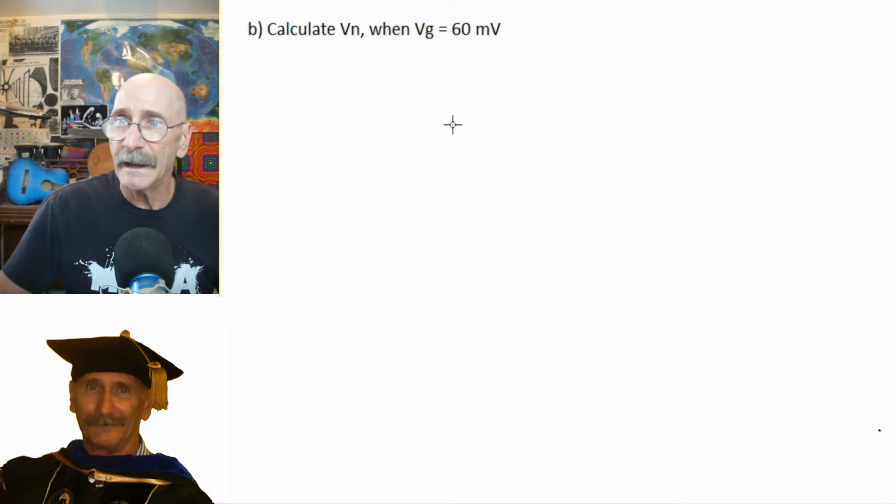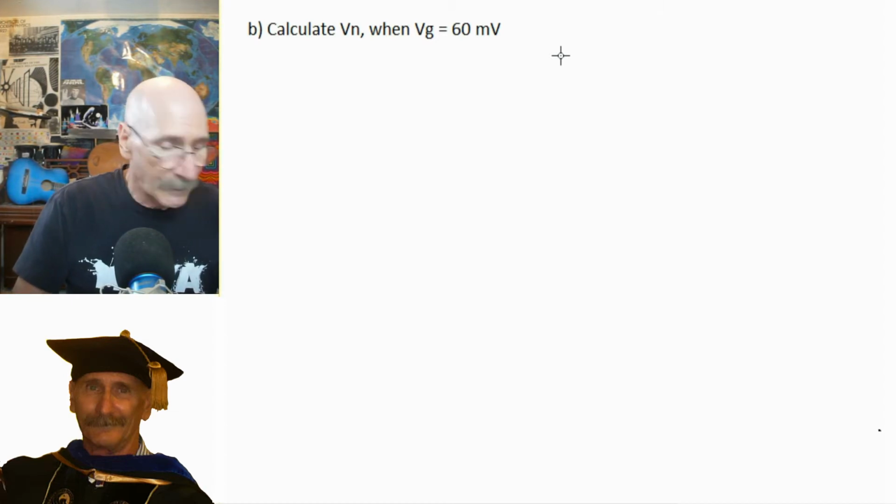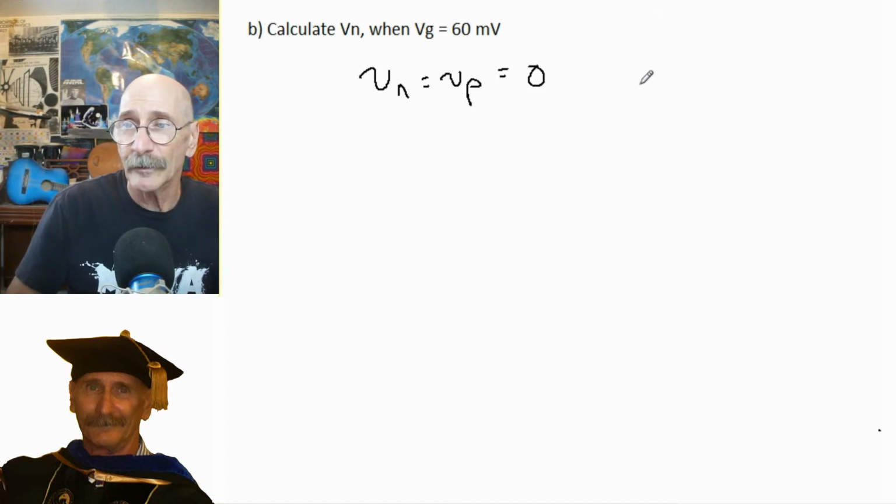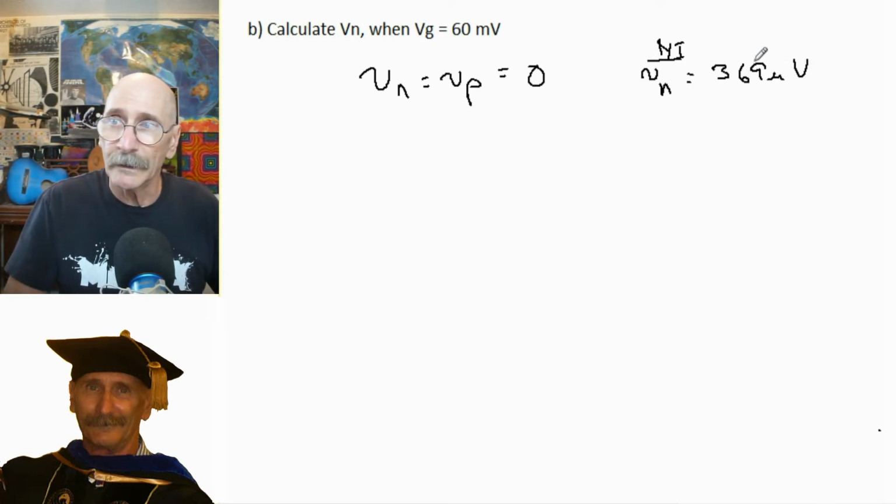Part 2b is calculate Vn when Vg is equal to 60 millivolts. Of course, we know that V sub n is equal to V sub p, which is equal to 0 in the ideal case. In the non-ideal case, we had V sub n equal to 369 microvolts, which is about 1/3 of a millivolt, pretty close. So it's pretty low, and idealized, of course, to 0.